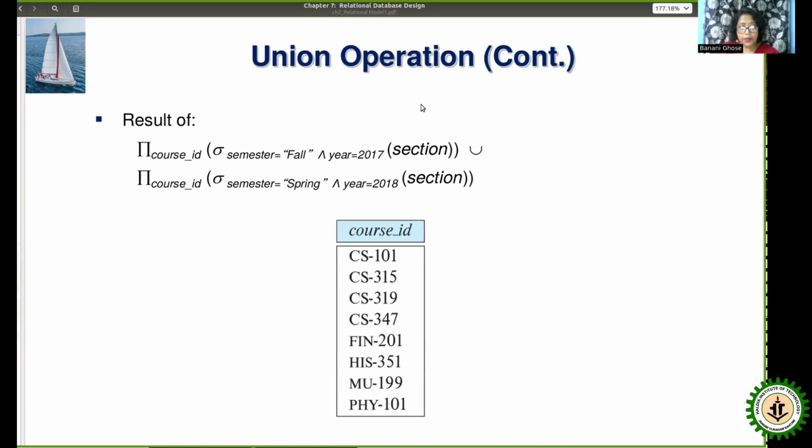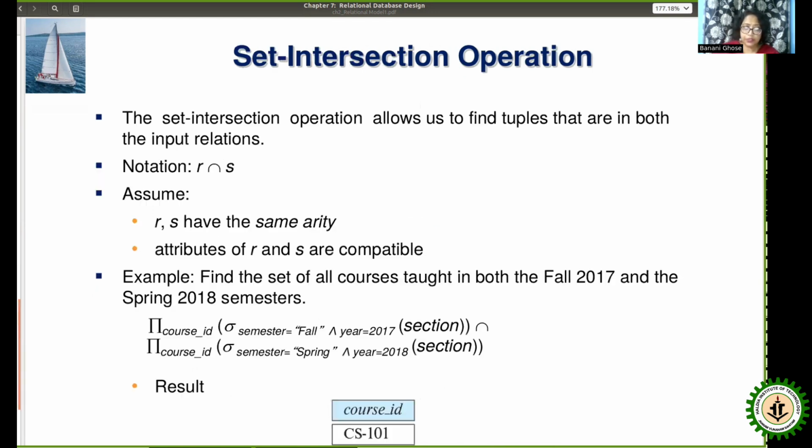Now, this is another example of the union operation. If you go through this, it is very easy to understand.